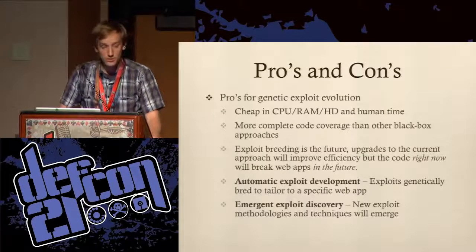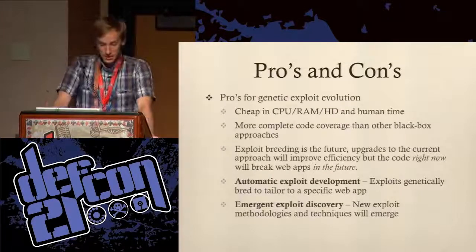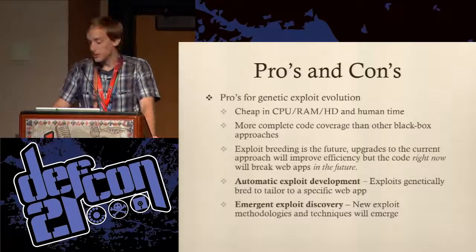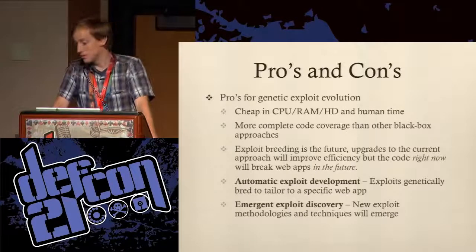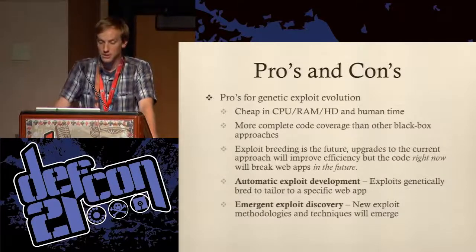But the pros for genetic algorithms and using these to create exploits are fantastic. They're really cheap in CPU, RAM, hard drive, and human time. You can run that on a Raspberry Pi. Your only limiting factor is the network speed. Like how far away are you from the web server? And as far as my time goes, I can just turn it on and it runs. I don't look at it again, it's good.